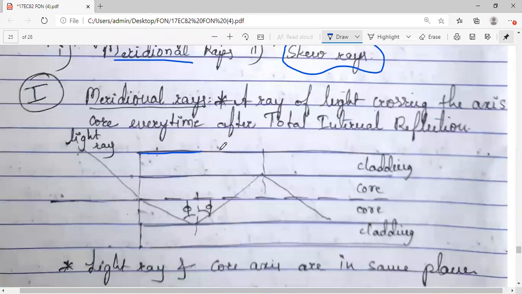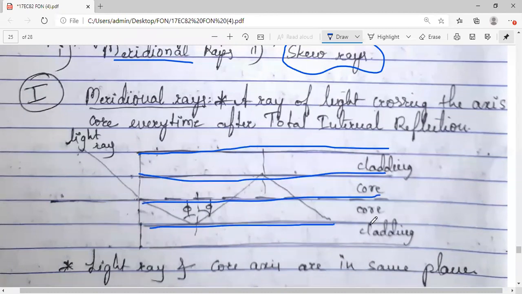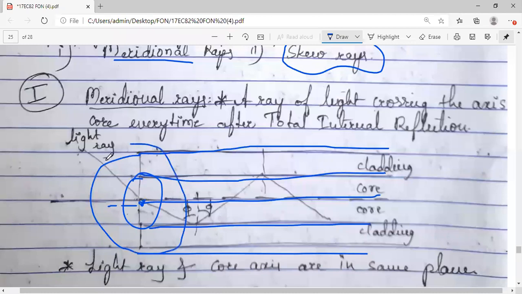This is the figure we considered when dealing with the acceptance angle. This is your optical fiber. The center part is the core. This is the axis of the fiber. This is your cladding. And light is entering at this angle. We call this the acceptance angle, right?